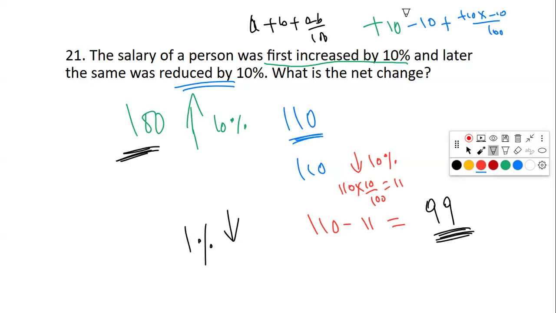So this you can cancel, plus 10 minus 10. But here, plus 10 into minus 10 is minus 100 by 100, which is equal to minus 1%. Either you use the formula or think logically and answer it. So hope everybody is able to get this. Okay, so let's try the next question.